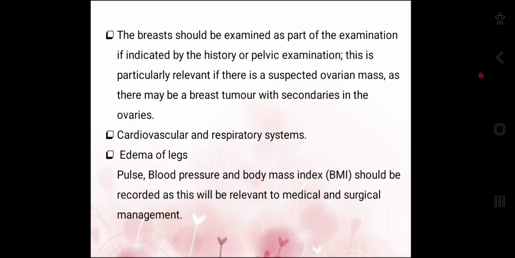Also, don't forget cardiovascular and respiratory system examination to assess either patient with comorbidity or patient with complication of gynae cancers. As a part of general examination, we inspect for peripheral edema, mainly in the legs, which is called pedal edema. Vital signs are a part of gynae examination also. Examine for pulse rate, blood pressure, and respiratory rate. Don't forget body mass index, which is relevant in medical and surgical patient management.